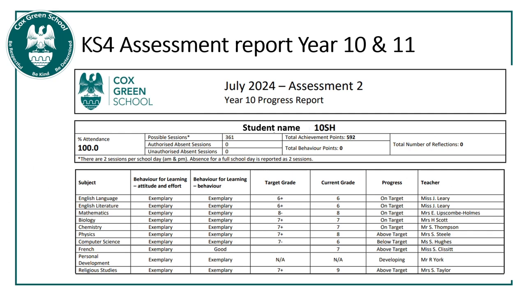And then the last report I'm going to show you is a Key Stage 4 assessment report. So this is the sort of report you see in year 10 and year 11. It is exactly the same as year 8 and year 9, but the only difference you'll see here is that there are fewer subjects, and obviously students have selected their options in year 9.